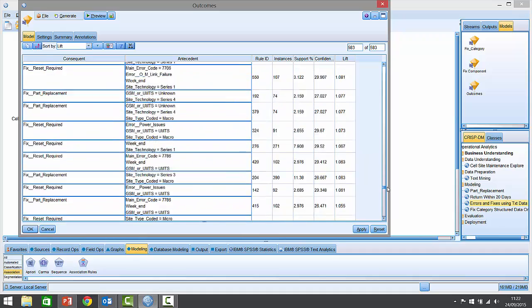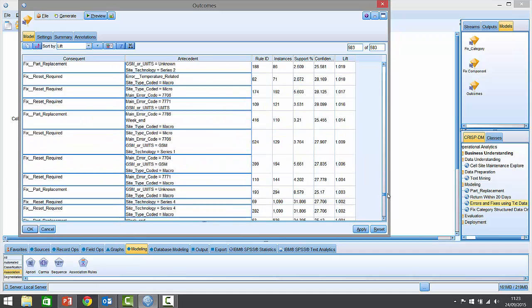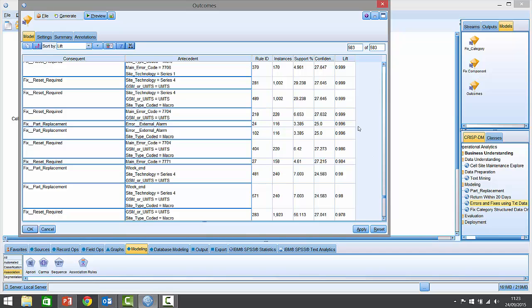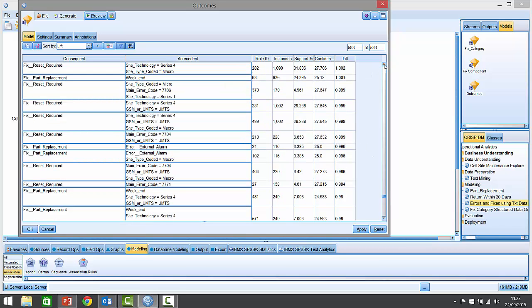If I get very, very close to 1, here are values which are very, very close to 1. See this value here of 0.99, a value here of 0.101. It's basically saying if it's a weekend, then chances are you're going to have a part replacement, and that's 24% of the time. Well, 24% of the time, parts are replaced anyway.